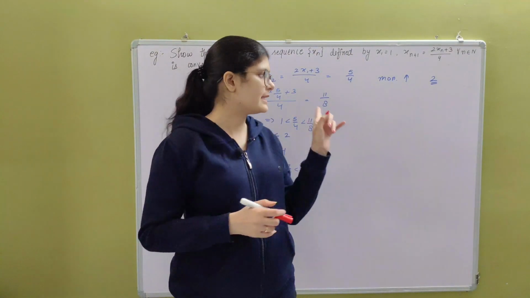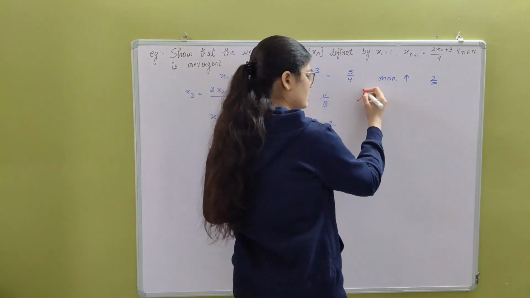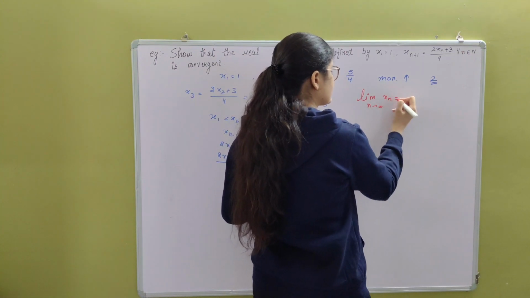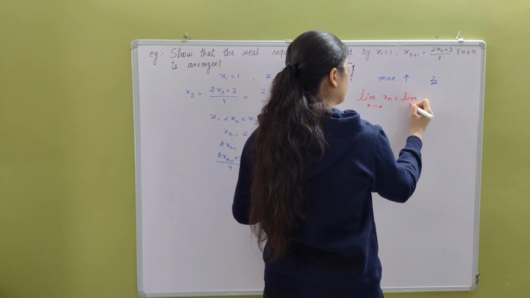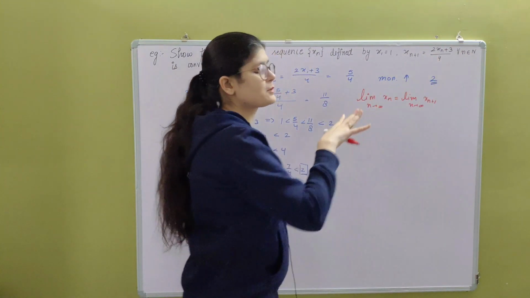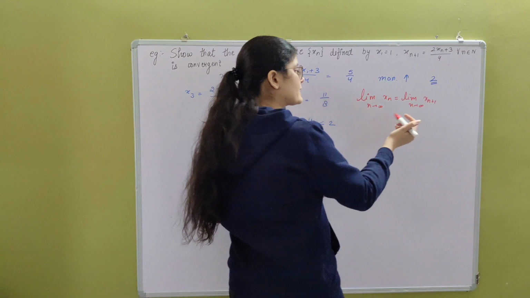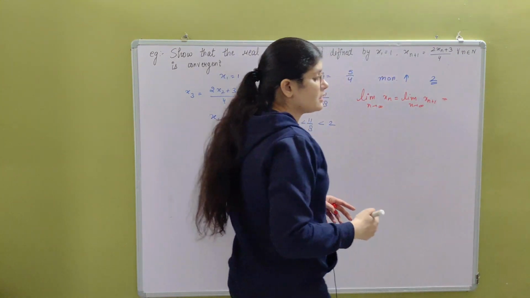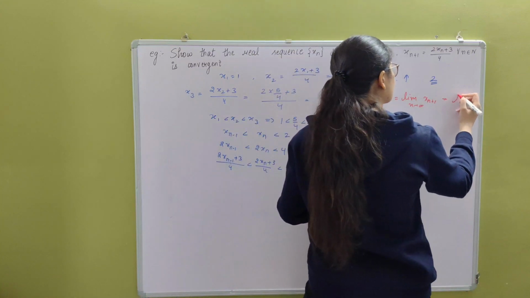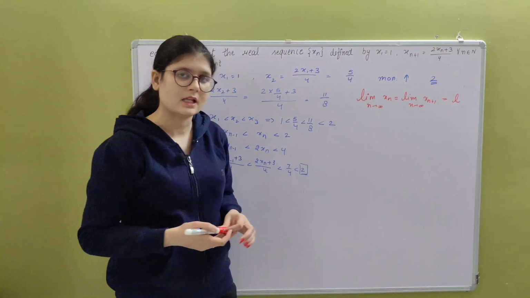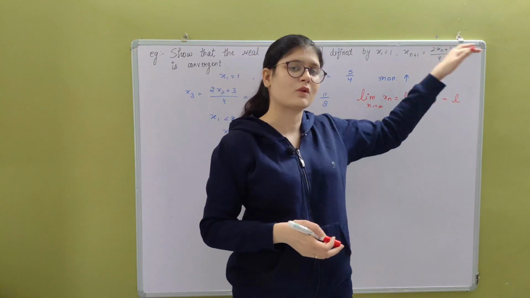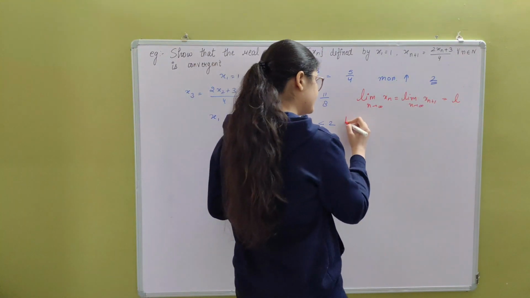So for this, let the limit as n tends to infinity of xn be equal to the limit as n tends to infinity of xn+1. Since our function is given in the form of xn+1, that's why I'm taking it. And let's consider that since the sequence is convergent, it converges to L. Because if xn is converging to L, then xn+1 will also converge to L.